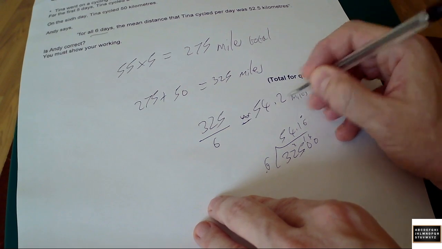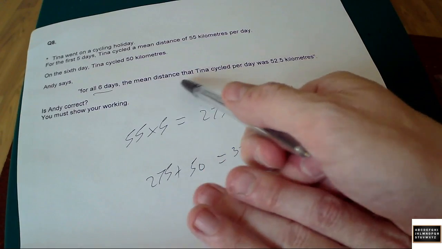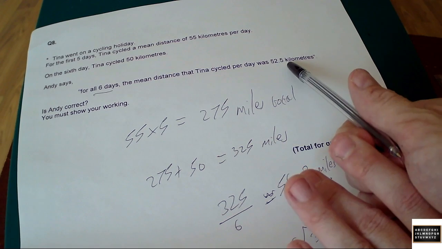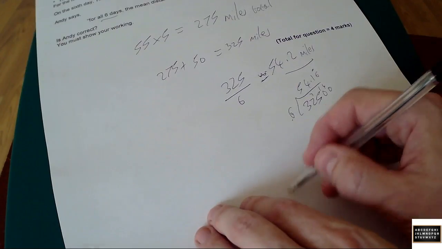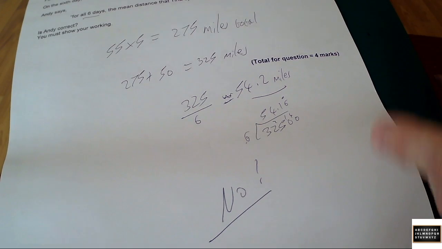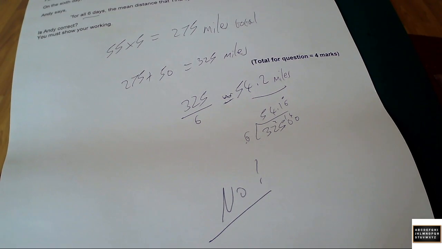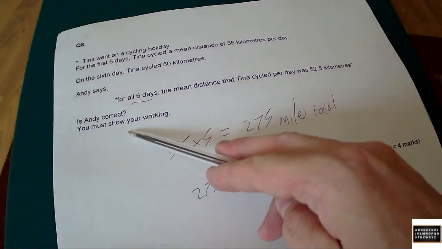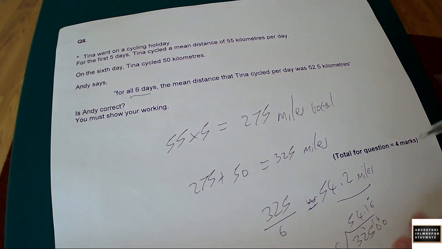miles is her mean. But Andy's saying that her mean distance is 52.5. So is Andy correct? No, he's not, because it's 54.16. So once you show what you've done, and they have shown all the working, you can get there quite quickly and you get your 4 marks.